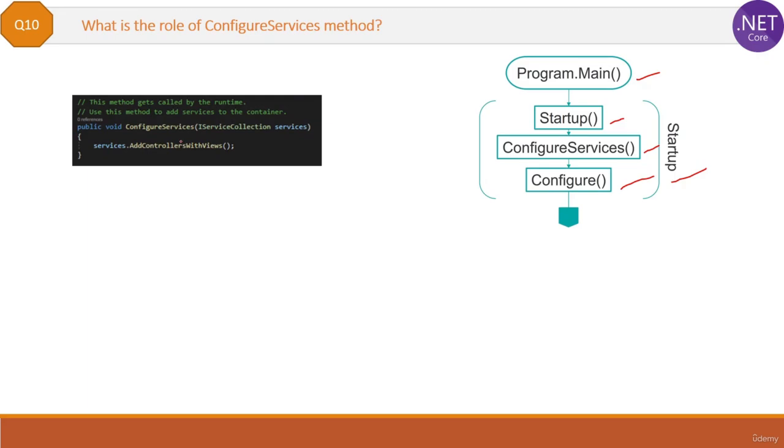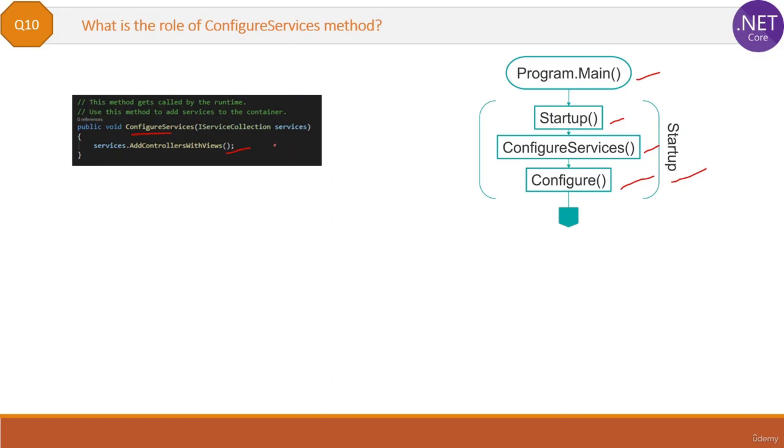So here is a sample configure services method in the screenshot. Inside the configure services method, you can add any number of services. But whether the service will execute or not depends on whether you have used these services in the application or not. For example, in the screenshot you can see we have added one service, and that is add controllers with views, which will help controllers to run this application.